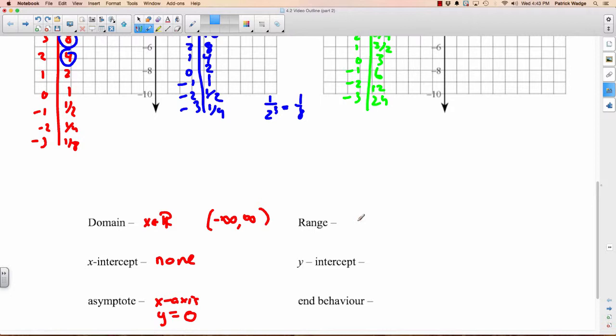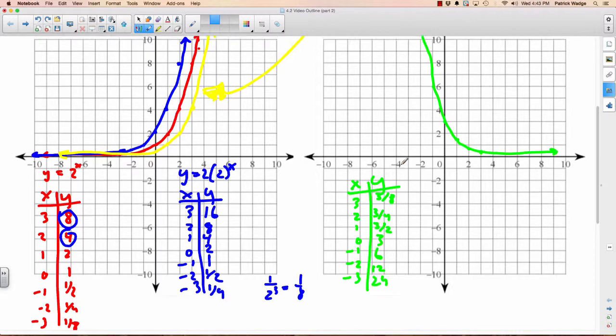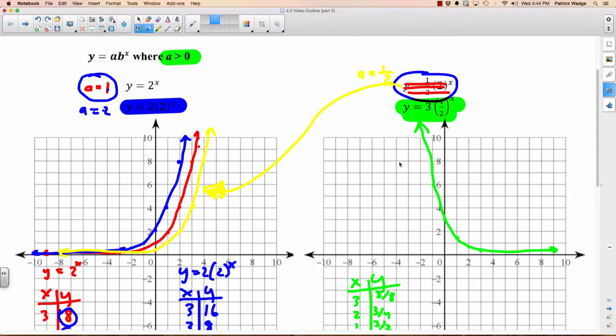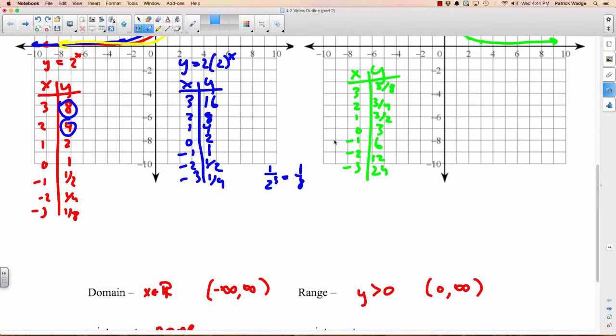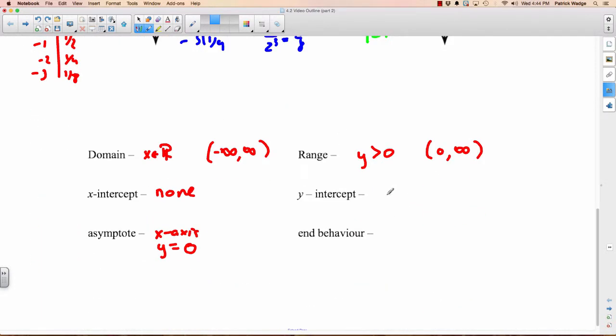The way you can say that is either y is greater than 0, or you can say from 0, but not inclusive, all the way up to infinity. The y-intercept. Now, interesting, before last day all we said was 1, but we can't say that this time. Notice, by the way, that the a value in this last example was 3, and the y-intercept is 3. So what can you say for the y-intercept in every single case? You can say that the y-intercept is equal to a. Whatever the a value is, that's what the y-intercept is.